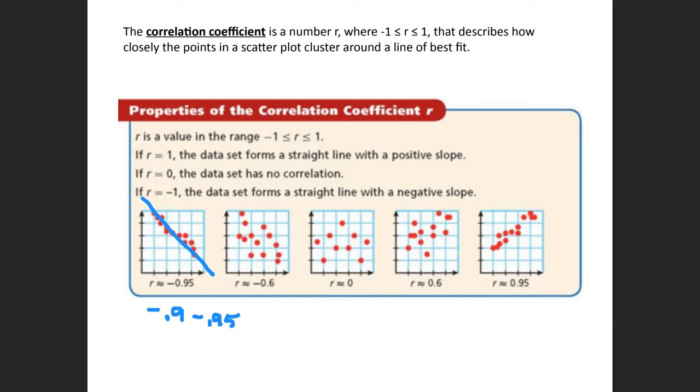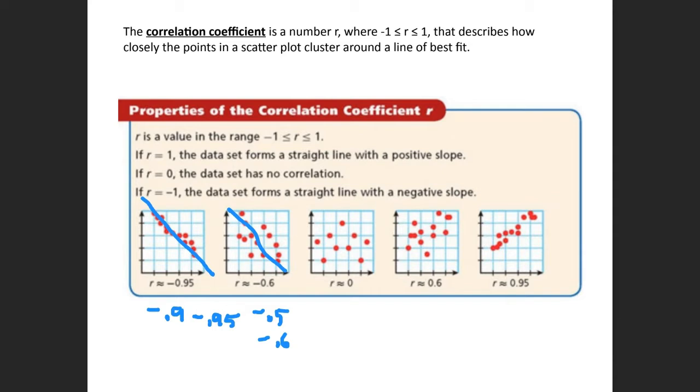Now this one here, if I drew a line, it still would be negative, but these points aren't very close to the line. I can see that it goes down. 0 would mean there's no correlation at all, but there's some here. So maybe -0.5, -0.6, right around in there. These are not going to be exact. You're just coming up with a close estimate.